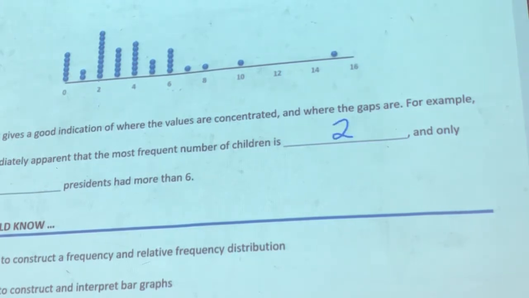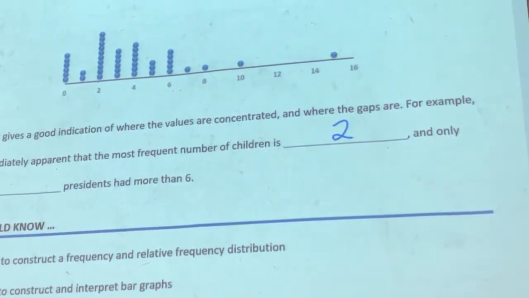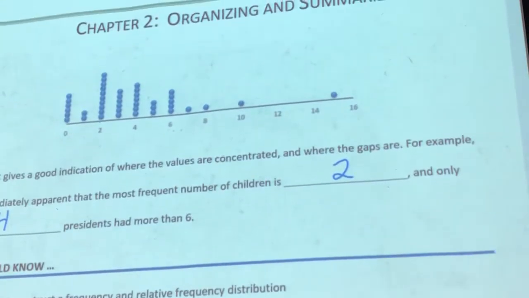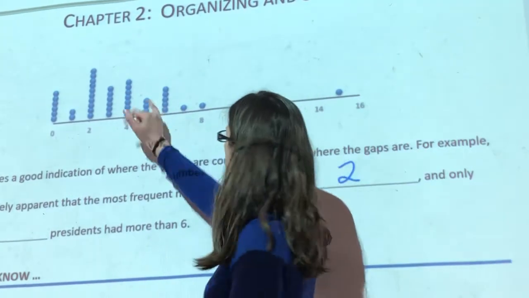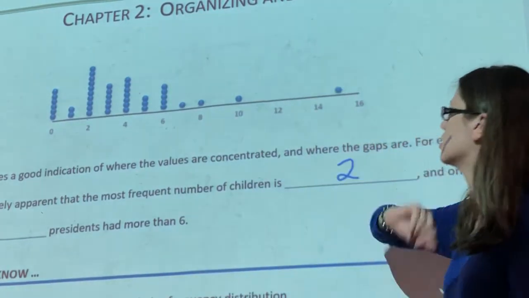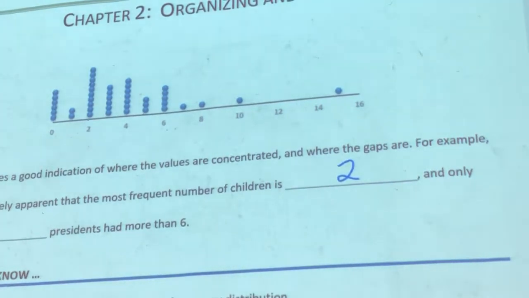So 2. And how many presidents had more than 6 children? 4. Yeah. So if it's more than 6, it's not including 6. So you don't want to count these ones. So more than 6 is the 7, the 8, the 10, and the 15. So there's 4. That's what dot plots do.